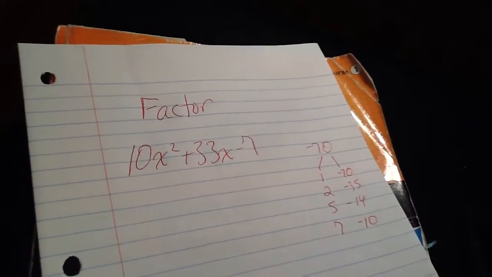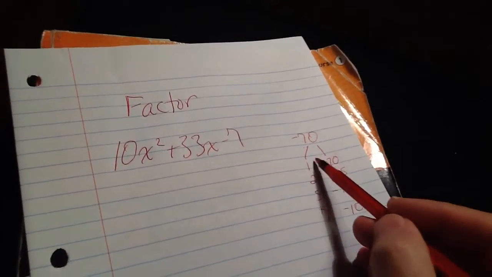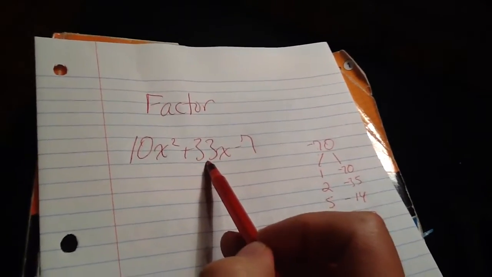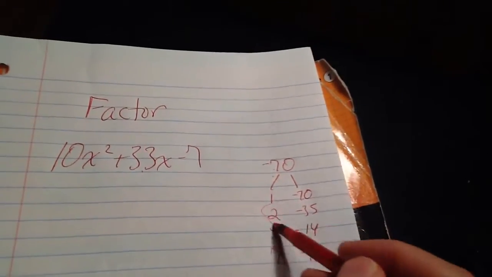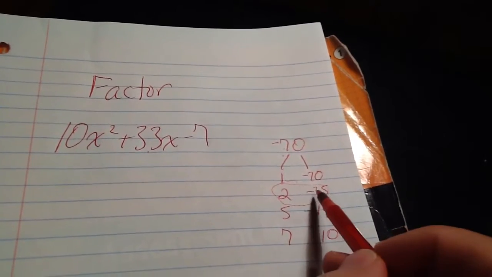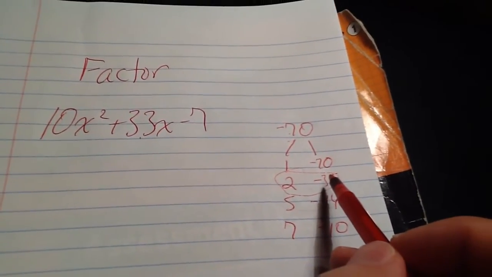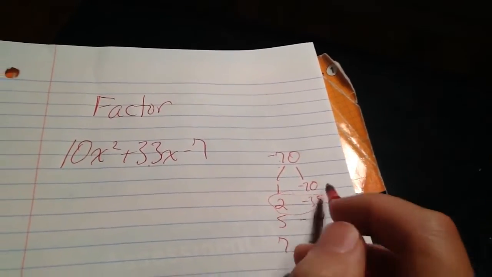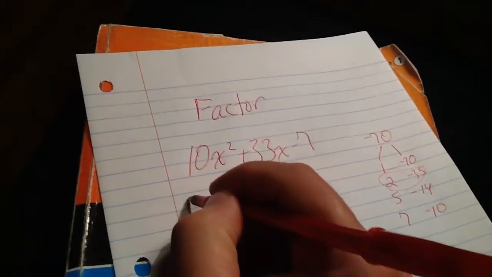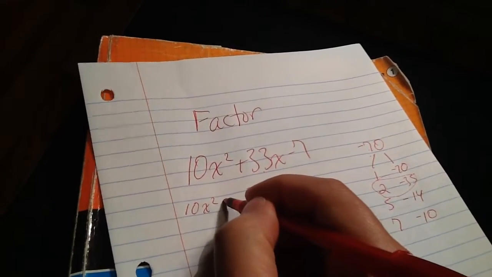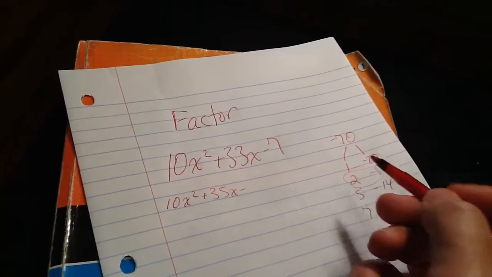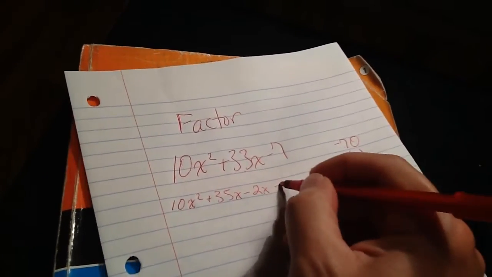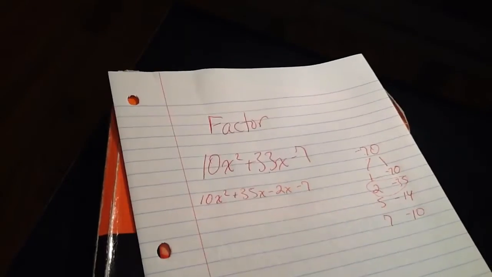Okay, so what we've got to figure out is what two numbers combined give you the middle number. Well, we know that a combination of these two will give you negative 33x, but we need a positive, and all we have to do is flip those signs. So what you've got here is 10x squared plus 35x minus 2x minus 7.